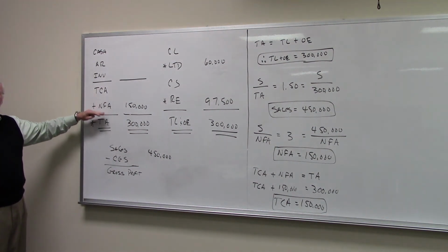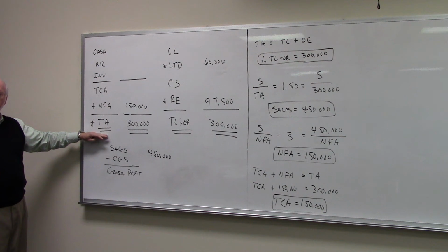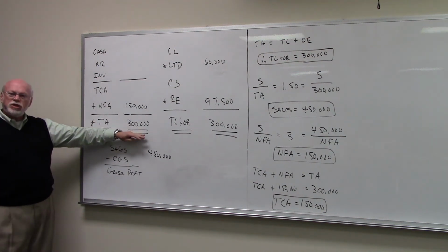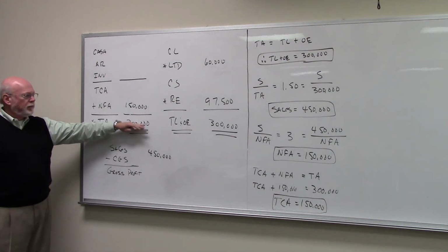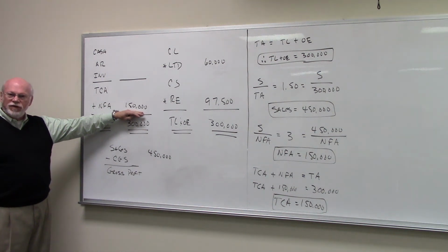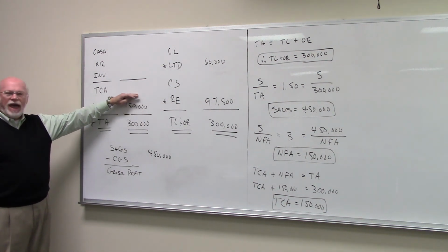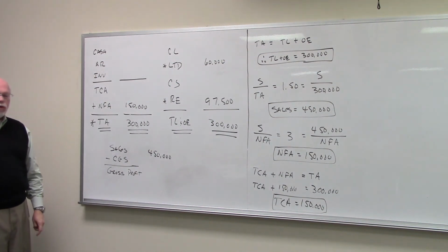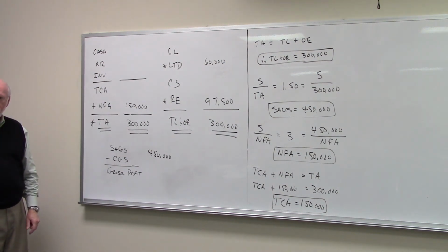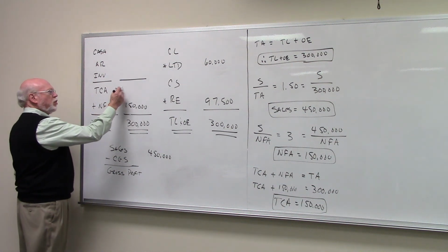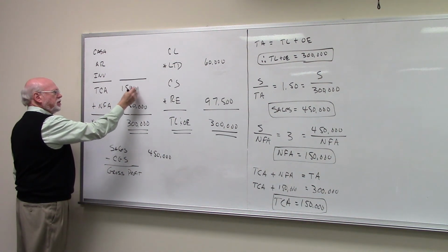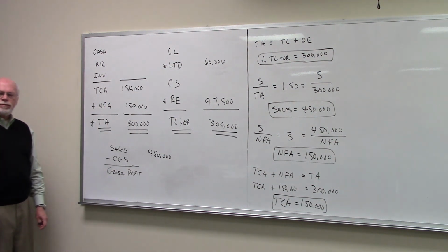Current assets plus fixed assets equals total assets. So if I know my total assets to be $300,000, and I know fixed assets to be $150,000, total assets minus fixed assets has to be current assets. So $300,000 minus $150,000, that means total current assets is $150,000.